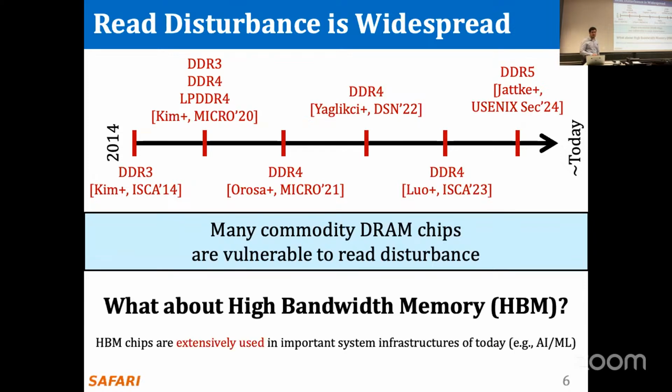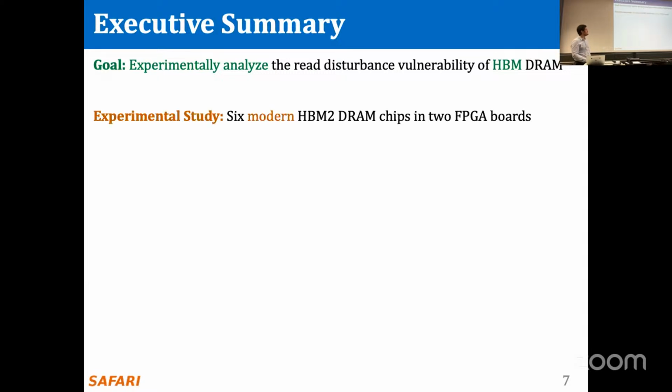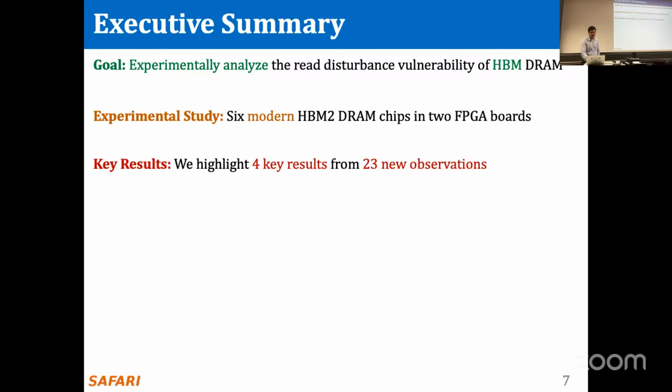In our work, we try to answer this question: what about high bandwidth memory DRAM? Does read disturbance exist in high bandwidth memory, and if so, how does the vulnerability look? Therefore, our goal is to experimentally analyze how vulnerable modern high bandwidth memory chips are to RowHammer and RowPress. We experimentally characterized 6 HBM2 chips in 2 different FPGA boards. Here are 4 key results from 23 new observations we make.